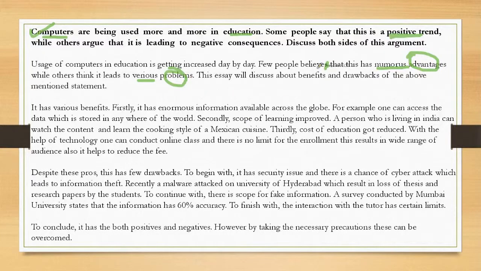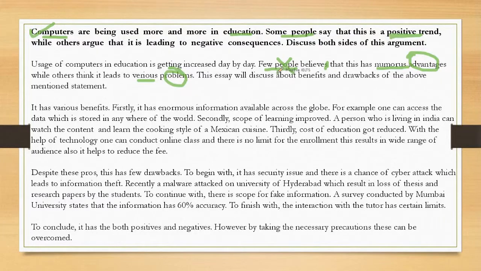Good job, guys. So we'll say few people believe that this has numerous advantages, while others think it leads to various problems, issues, drawbacks, challenges. Very good. So these are the ways you can paraphrase this sentence. And here you can also, instead of some people, you can use few individuals.